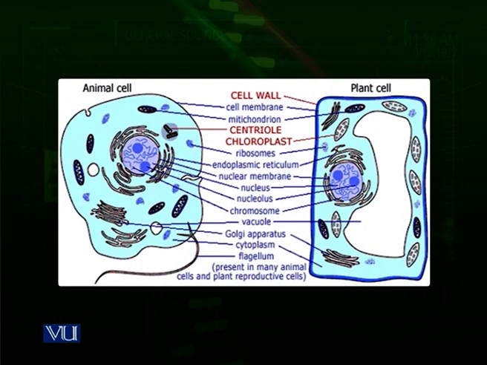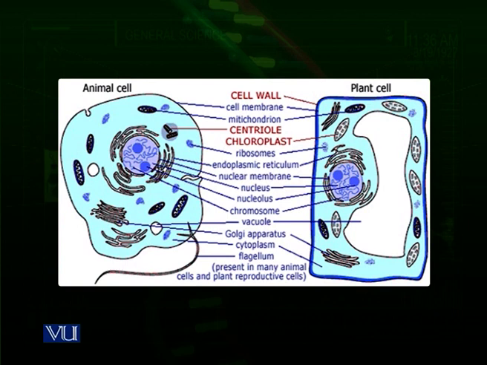Now we look at the diagram of an animal cell and the plant cell. We can find so many similarities. As we know, animal and plant cells both are eukaryotes. As the diagram shows, both have a nucleus in the center, which is covered by a nuclear membrane and which has a nucleolus inside, chromosomes, the chromatin material inside, and both of these have a cell membrane, though in plants, this cell membrane is covered by a cell wall.